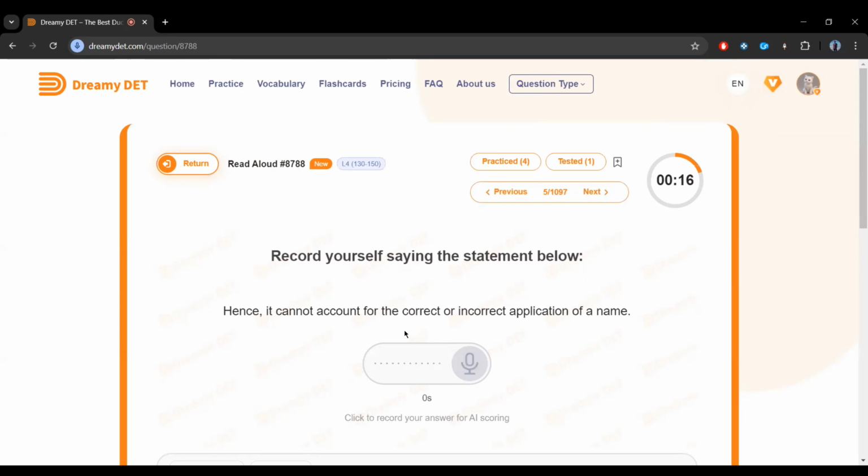Hence, it cannot account for the correct or incorrect application of a name.